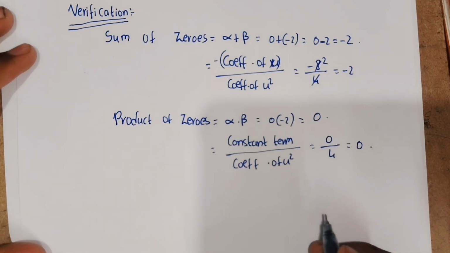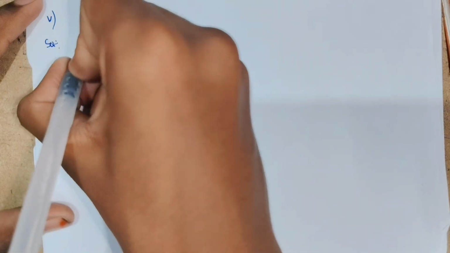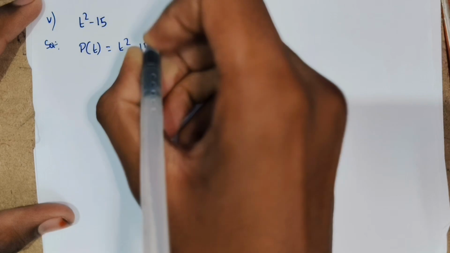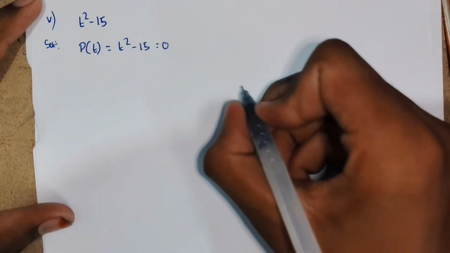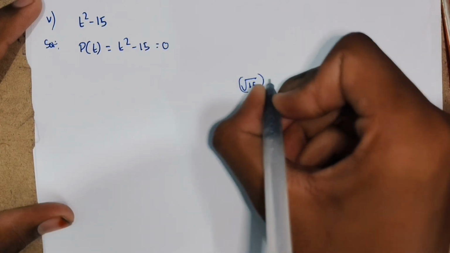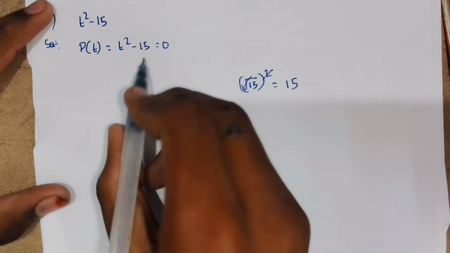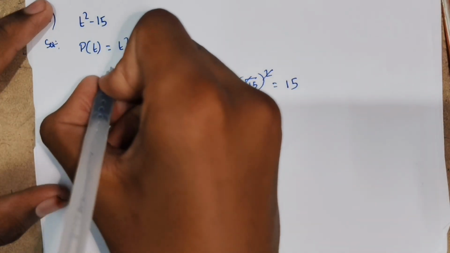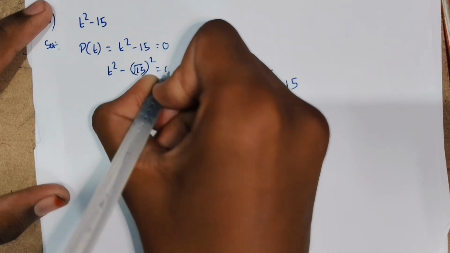Let us go to the fifth problem. Here t square minus 15. Let us solve it. I am taking t square minus 15 as p of t is equal to t square minus 15 is equal to 0. This quadratic polynomial is equal to 0. I am writing 15 as square root of 15 whole square. Square root of 15 whole square means square and root get cancelled, equals 15. So I am writing t square minus square root of 15 whole square is equal to 0.